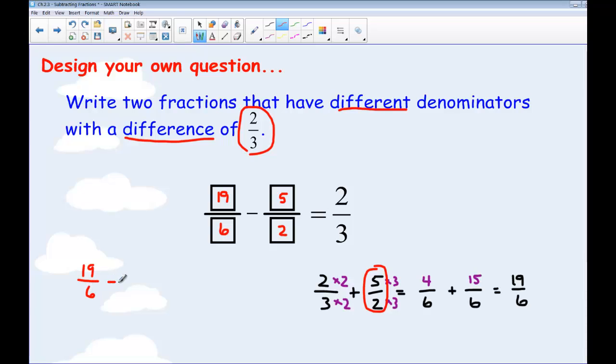So I could check this really quickly by writing the equivalent fractions. 19/6, my LCD will be 6. So therefore, I multiply this one by 3 by 3. This will be 15. Subtract the numerators. I get 4/6, which therefore then reduces to the 2/3, which I was looking for.